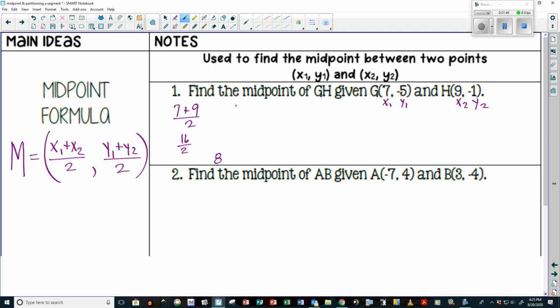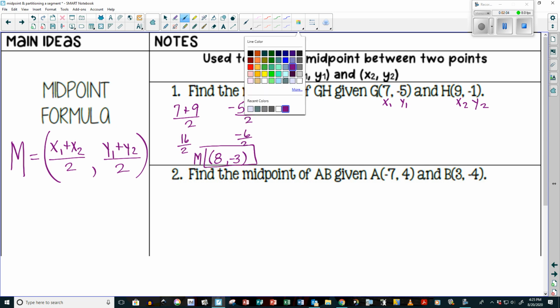Then I'm going to add the y values together. So -5 plus -1 divided by 2. That's -6 over 2, which is -3. So there is your midpoint. They're saying find the midpoint. They didn't give me a coordinate, so I'm just going to call it M.